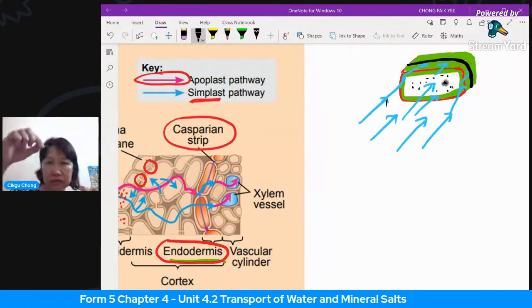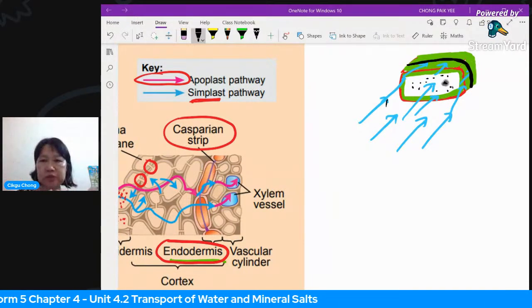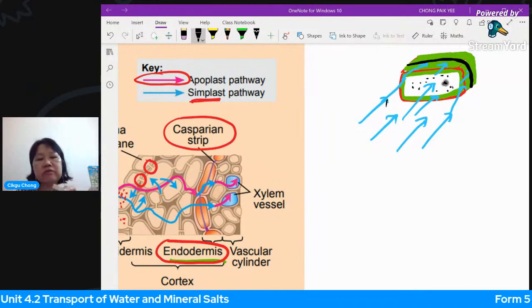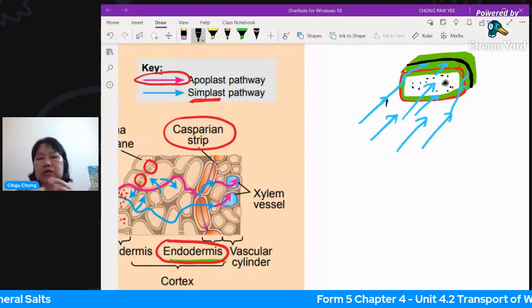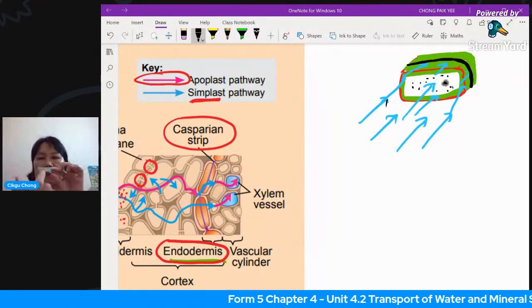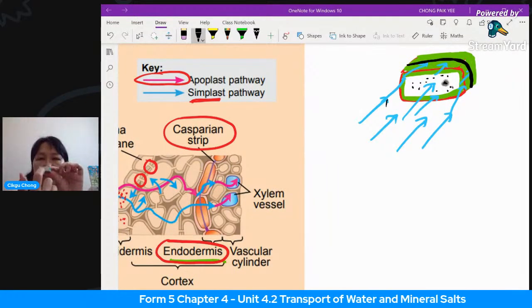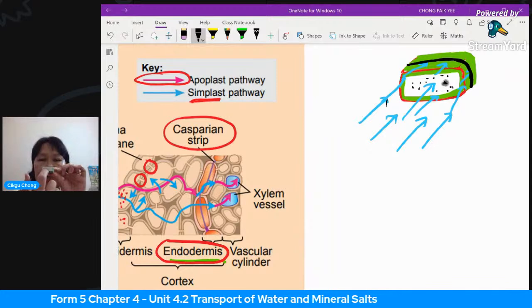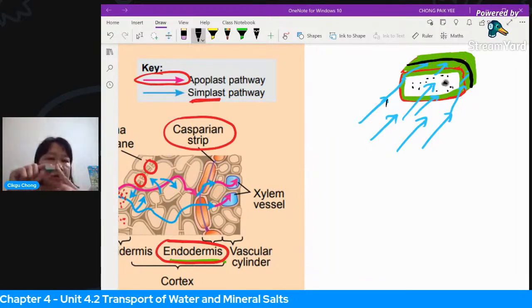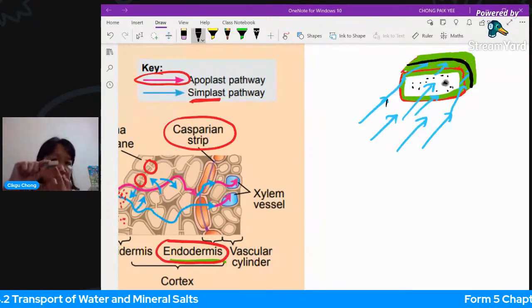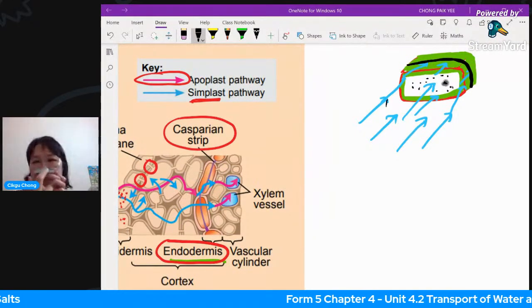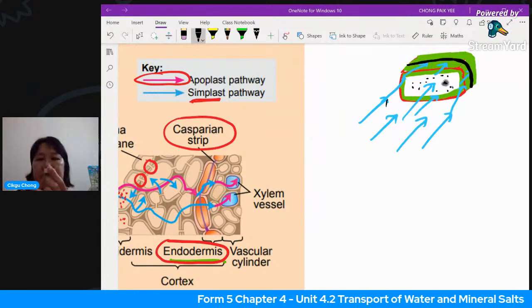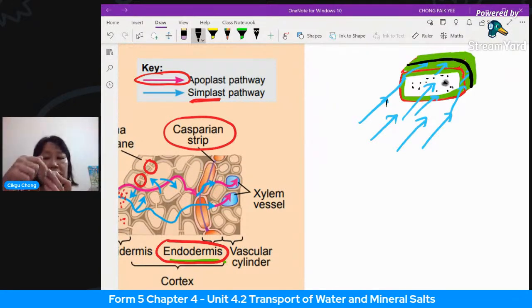So let's say this is the rubber band. This is going to be a Casparian strip. Okay, I'm going to wind it around here. You see my box here. So this is the cytoplasm pathway, which is the symplast. And now the apoplast going through here, here, here, and here. You see, it can go somewhere here, but here, blocked already. This rubber band represents the Casparian strip. So now it cannot move in anymore.